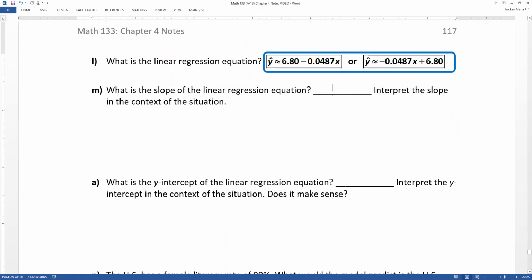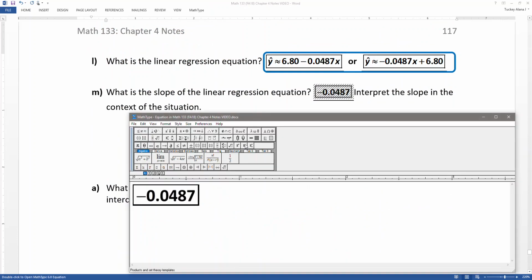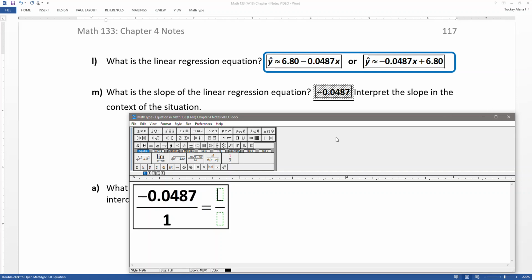But of course, now we have to interpret that slope. Now for me, I know the slope is 0.0487, but I think it's honestly easier to think of that as 0.0487 over 1, which you can think of as the y units over the x units. It's rise over run, right? Everybody learns that in algebra class.